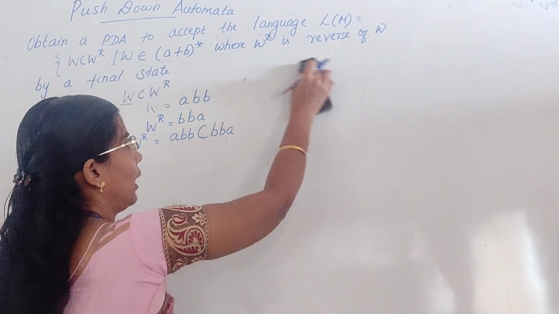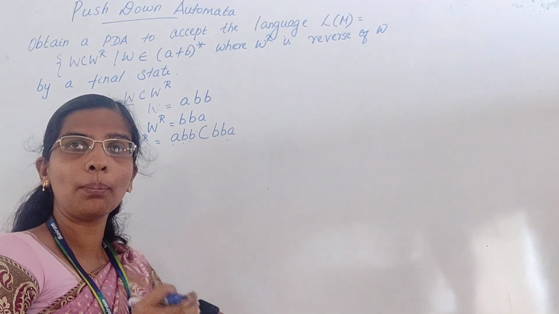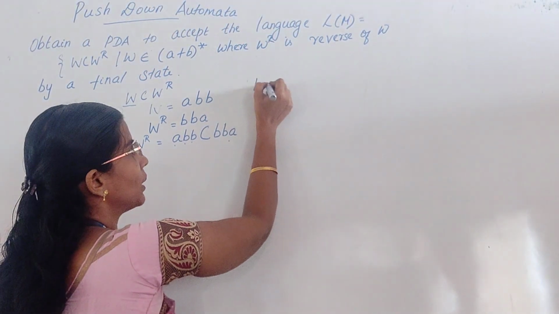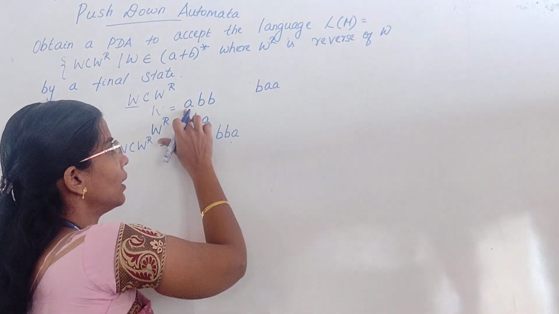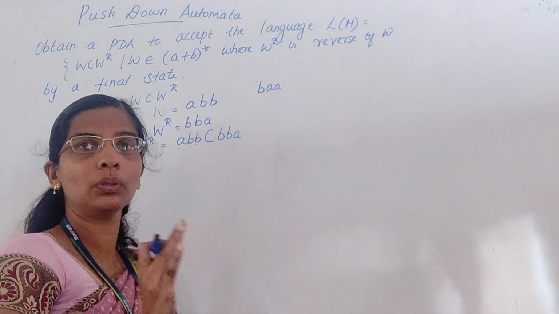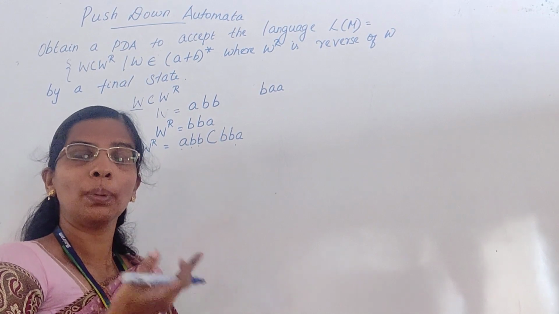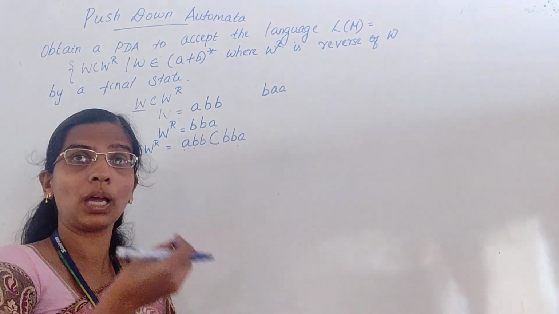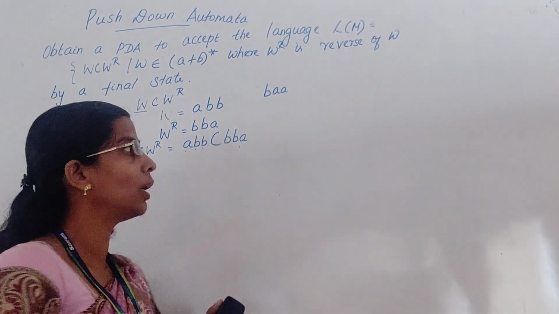So here I have taken an example like A, B, B. But it is not necessary my string should start only with A. My first symbol can be either A or B. The condition is I have to form W using A and B. My first symbol of W can be either A or B. It is not necessary I should have only A or only B. I can have either A or B.